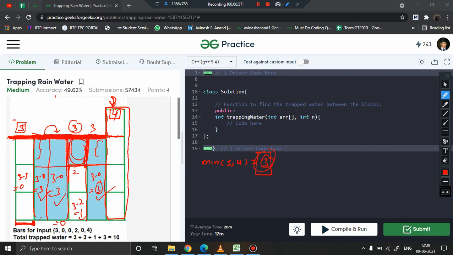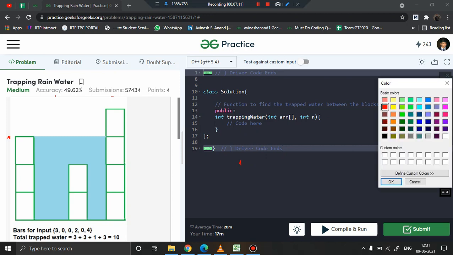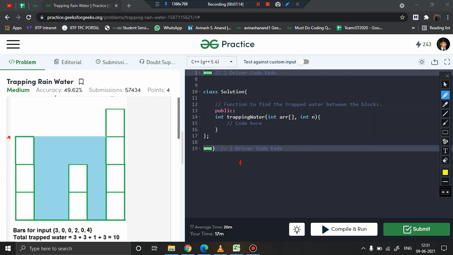Got the point? Now how do we come up with this particular solution? The idea is very simple and straightforward. In order to solve this problem, we shall first of all keep track of the array. Let me just erase this and use this yellow ink. So the idea is first of all keep track of the array. The array is basically nothing but 3, 0, 0, 2, 0 and 4. This is the array that we have, right?